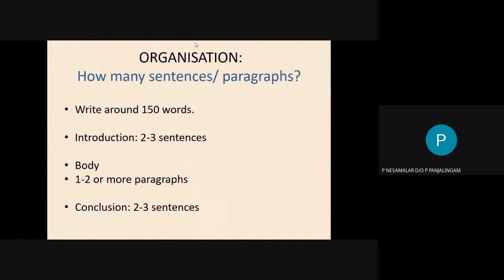We move on to organizing your writing. Now, this could depend on the placement examination you are sitting for, but I would recommend these in general. You need to write usually about 150 words. Introduction and conclusion, keep them short and simple, 2 to 3 sentences. The body can be one or more paragraphs. You can write just one paragraph in the body, but I would not recommend that because that would make your writing very boring.